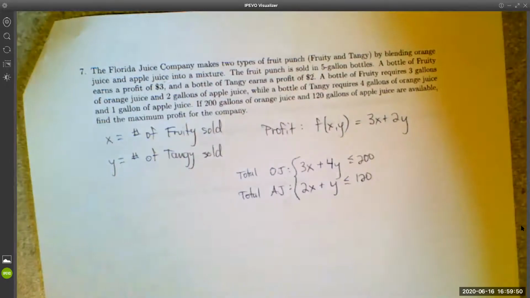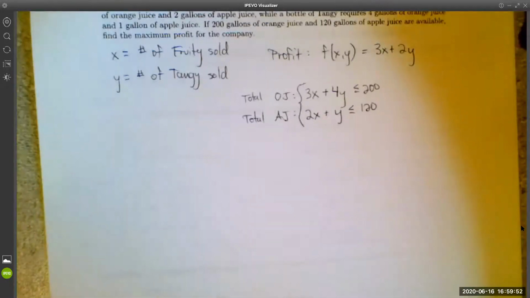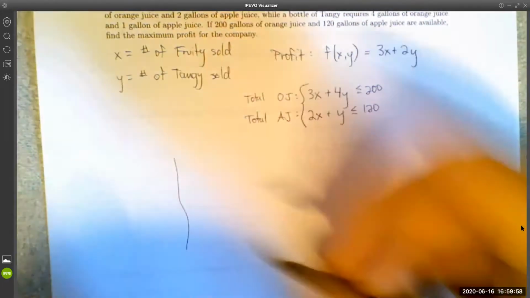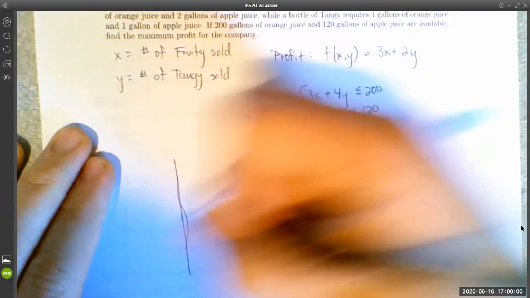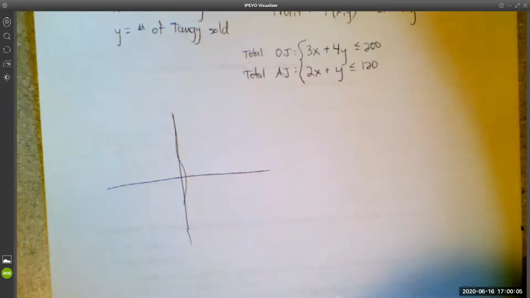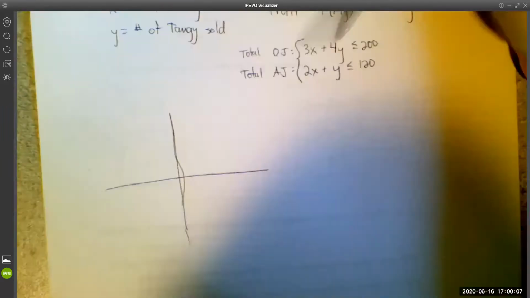Okay, so let's work this out. First of all, let me get a graph. The graph doesn't have to be beautiful. I've already made it ugly. Let's get a graph though.